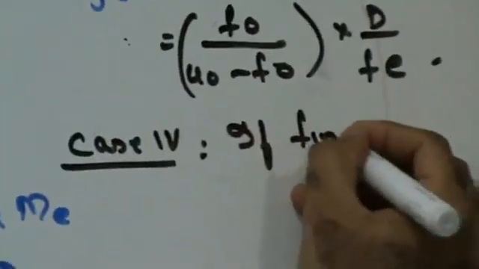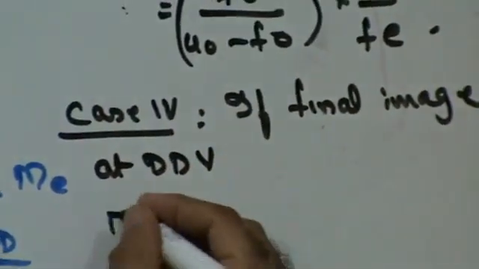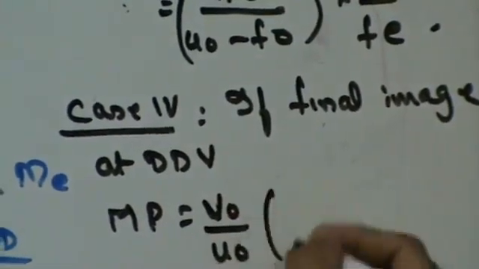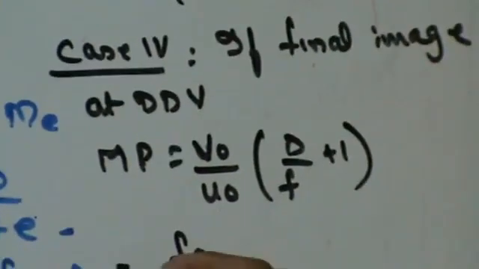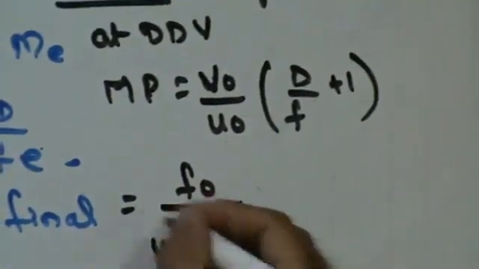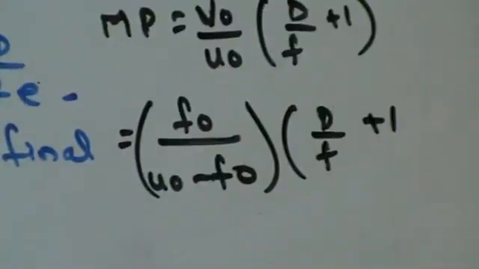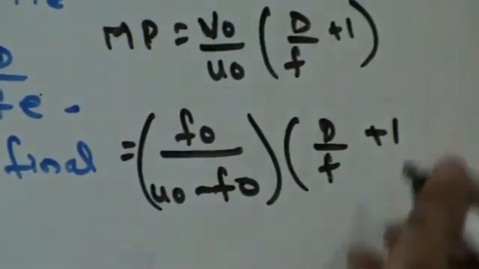Case 4. If the final image is at DDV, from case 2 we know that magnifying power in that case will be V0 upon U0 into D upon F plus 1. So this will be nothing but F0 upon U0 minus F0 into D upon F plus 1. So that will be your magnifying power of the compound microscope. Fine, do we get this clear?